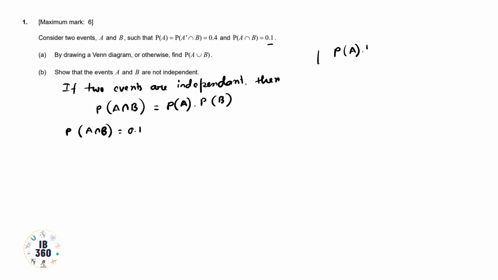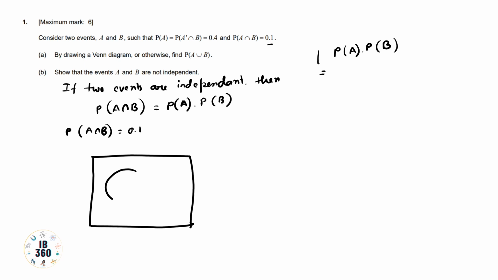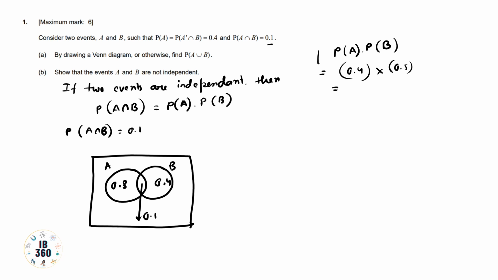So P of A into P of B. The complete P of A, as from the previous slide you can see, or else I am just drawing the rough sketch here. This was our A set, this was our B set. The intersection value was 0.1, this was 0.3, and this was 0.4. So P of A is 0.3 plus 0.1, so 0.4, into P of B, which is 0.4 plus 0.1, that is 0.5. So ultimately the value of P of A into P of B is 0.2.